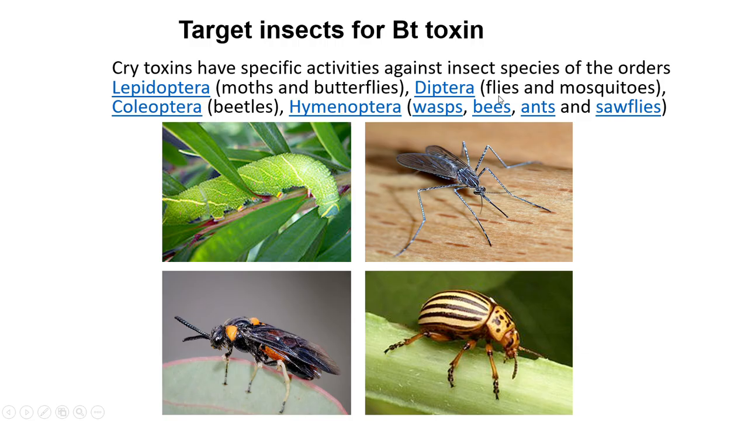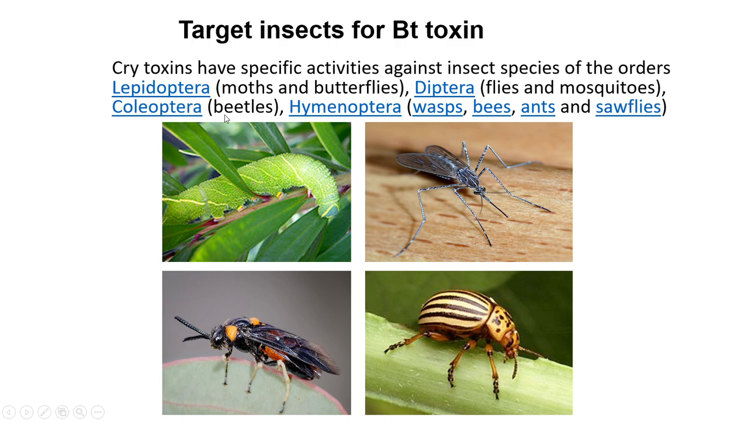Dipteran flies and mosquitoes. As you know, mosquitoes are an important vector for carrying so many diseases to humans. So these mosquitoes can also be controlled by Bacillus thuringiensis, particularly the subspecies Israelensis.